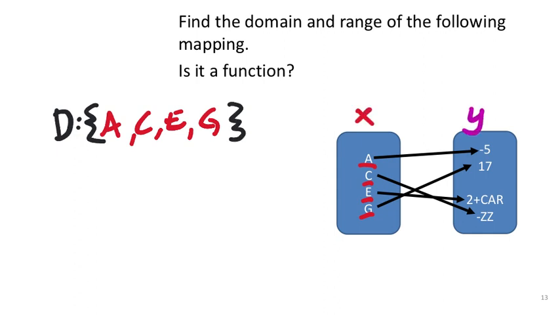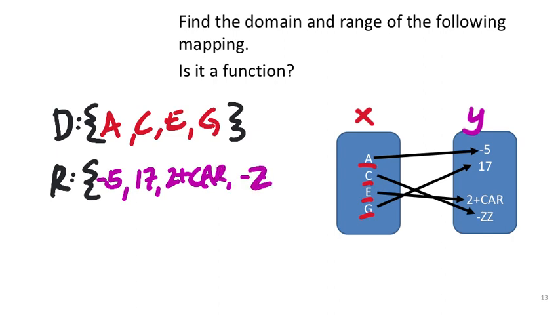Then we got the Y values, but this one's changed just a little bit for my range on this one, right? Hopefully I can fit it, but we got -5, we got 17, we got 2 plus car, and we got -ZZ. So that's all my range on this one. But now I see this one no longer has the E, this line coming out of the E right here. So there's none of these X values that have 2 arrows coming out of it. And remember, this crossing business right here, that's not going to determine if you have a function or not. What it does is if you got double arrows coming out of any of these X values, there's not. So this one right here now is a function.